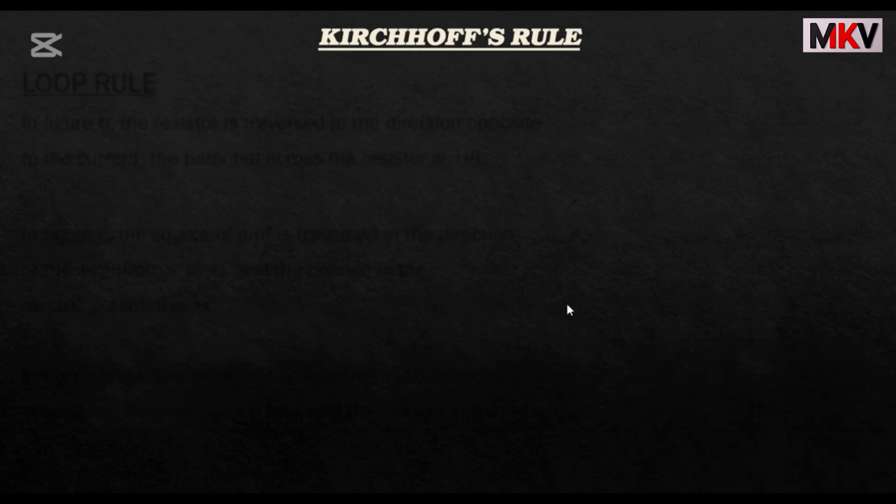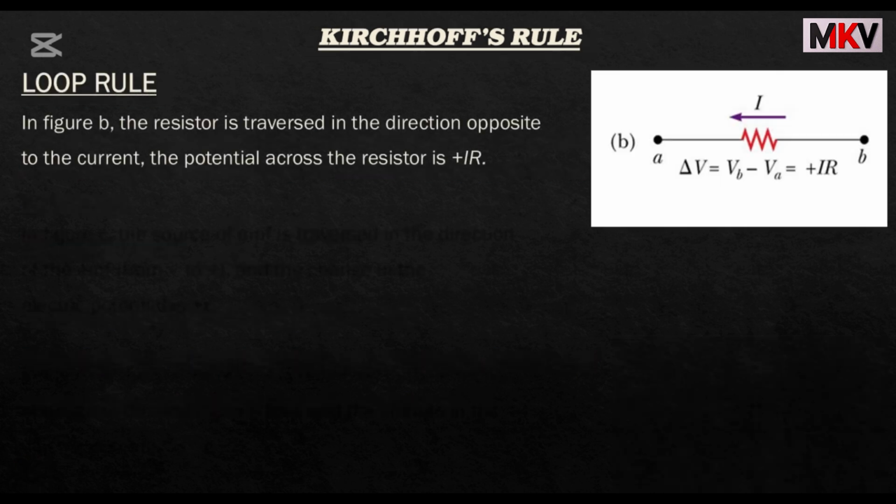Now in figure B, if the resistor is traversed in the direction opposite to the current, that is, if we have our loop from A to B, whilst our current is moving from B to A, then the potential difference across the resistor will be positive. So we should take note of that. If the current is moving from B to A and you are traveling from A to B through the resistor, then the potential difference across the resistor will be positive.